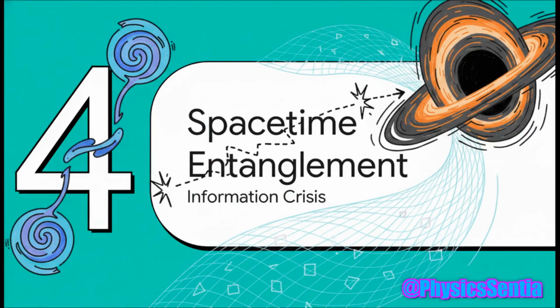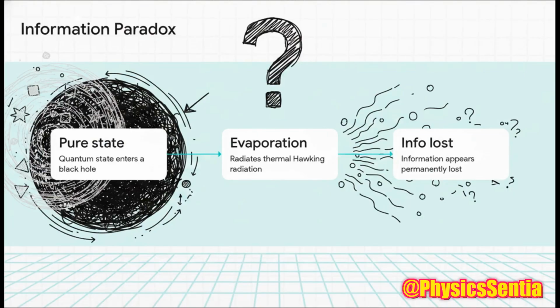Section 4. Space-time built from entanglement, solving the information crisis. Okay, let's look at the notorious black hole information paradox, which is basically the greatest tension in modern physics. Step 1. A pure quantum state, full of highly specific information, falls into a black hole. Step 2. The black hole very slowly evaporates by radiating thermal, featureless Hawking radiation. Step 3. Once the black hole is completely gone, that original information appears permanently lost.